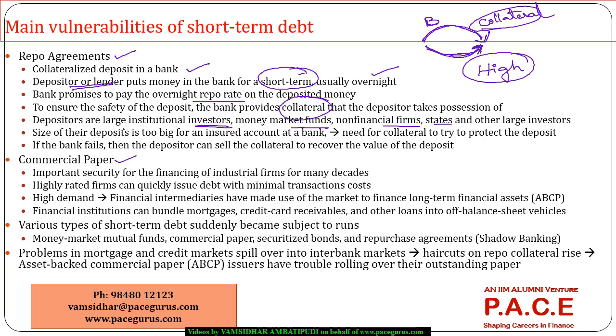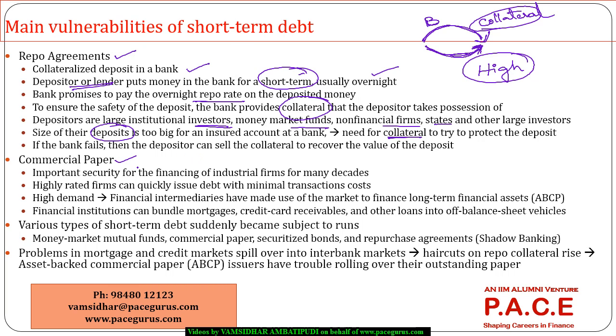Now the deposit size is too big, the amount that is borrowed is too big from a simple insurance perspective. That's the reason the collateral is coming into the picture. And if the bank is failing, the depositor can very well sell the collateral and recover the value of the deposit. So this is how the typical overnight borrowings happen within banks and various financial institutions. When they borrow for a very short term, they are doing so using repurchase agreements, or the typical repos.